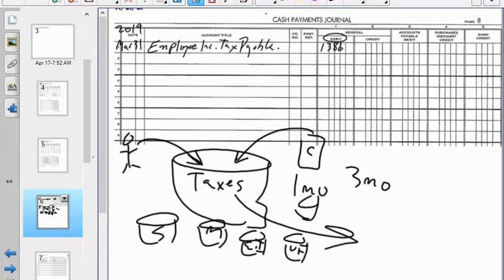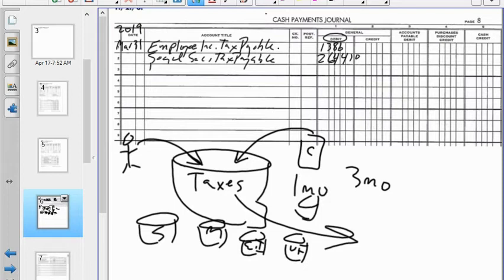Next up, we got Social Security tax payable. This $13.2205 is the amount that I have taken out of my employees' paychecks. I have to match every single one of those dollars as an employer. So the amount that's going to the government is $2,644.10, right? Half from the employee, half from the employer.